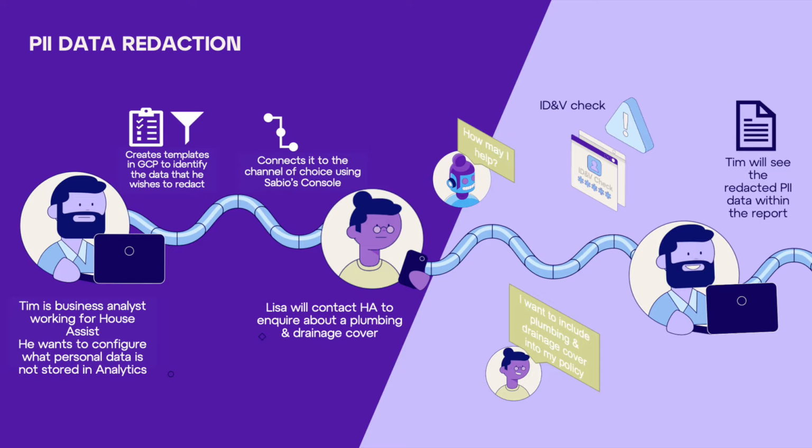Then to see this in practice, we will look at a simple customer journey. So Lisa will be our customer and she will contact House Assist to inquire about a plumbing and drainage cover. And then she will go through a two-step identification and verification process where she will provide that PII data. And then we will go back to our business analyst, Tim, who will show us a report where we will see that data being redacted.